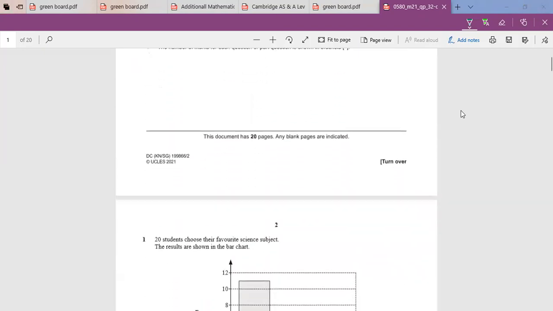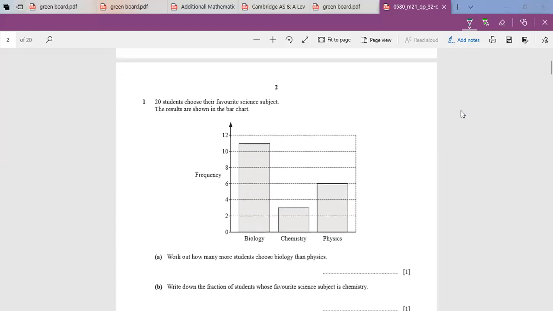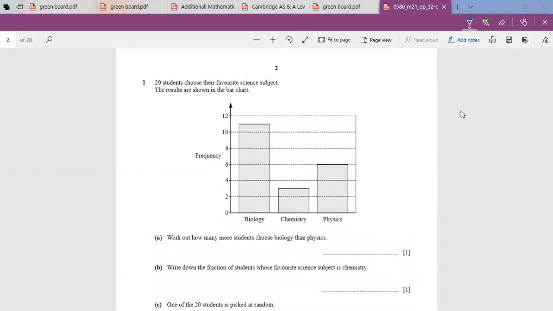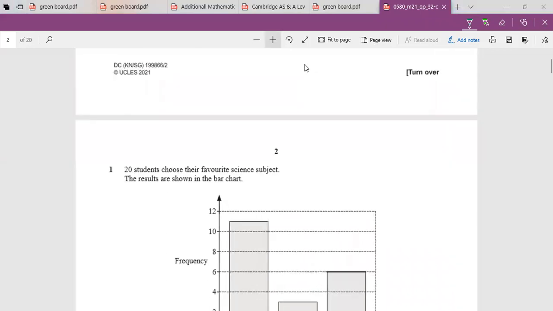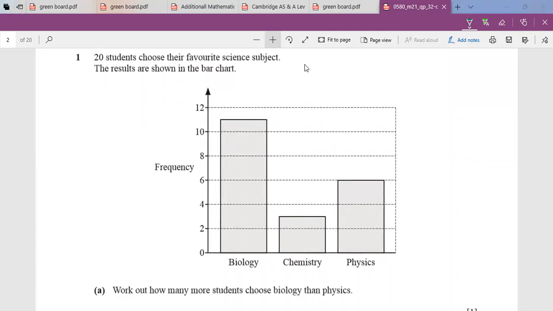All right, so let's start. We are saying, number one, 20 students choose their favorite science subjects. The results are shown in the bar chart. We are able to see the bar chart there. Let me just zoom it. Okay, so that is our bar chart.